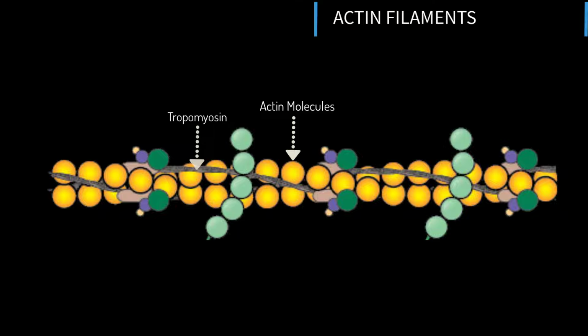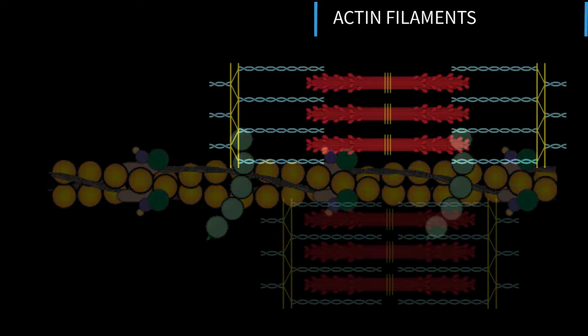In a relaxed state, the tropomyosin molecules cover the binding sites for myosin on the actin molecules, and the troponin molecules hold the tropomyosin molecules in place. It is only when calcium ions bond to the troponin that the tropomyosin molecules move away from the binding sites on the actin molecules for myosin.